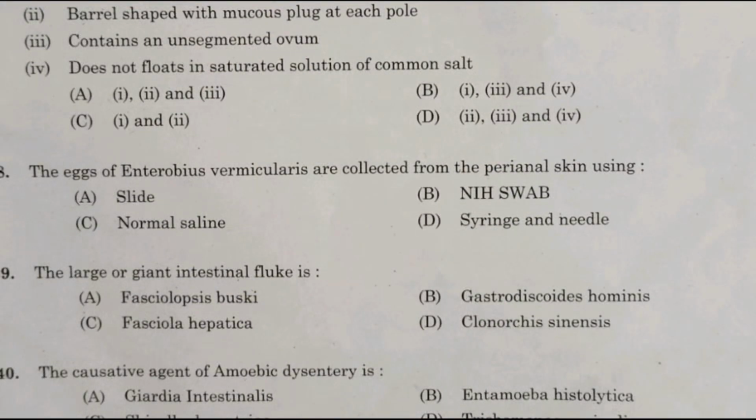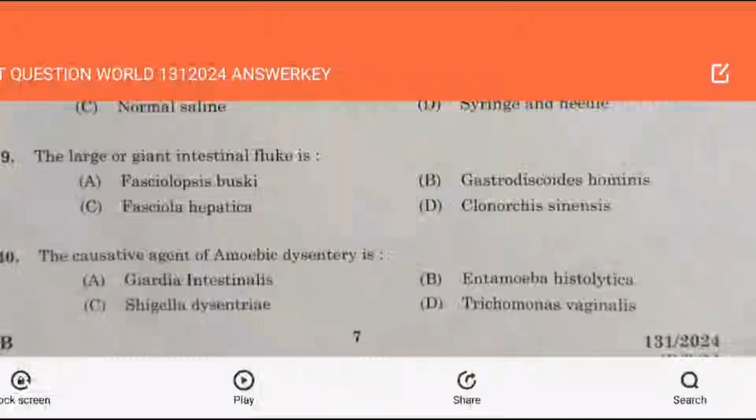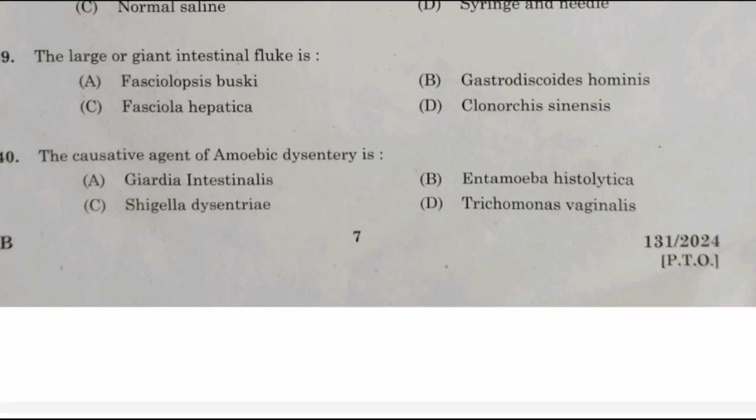Next one, the eggs of Enterobius vermicularis are collected from the perianal skin using. The right answer is NIH swab. Next one, the large or giant intestinal fluke. The right answer is option A, Fasciolopsis buski. Next one, the causative agent of amoebic dysentery. The right answer is Entamoeba histolytica.